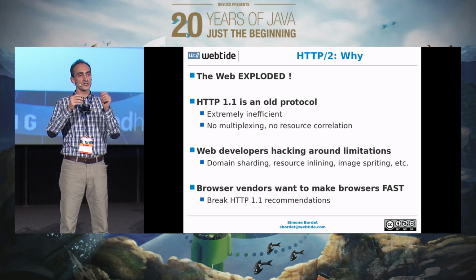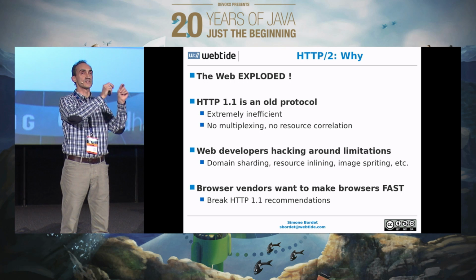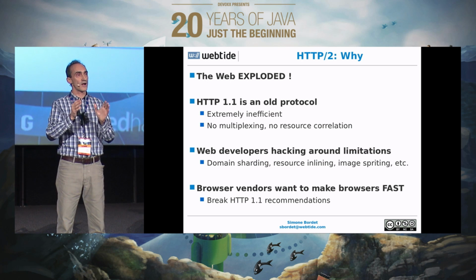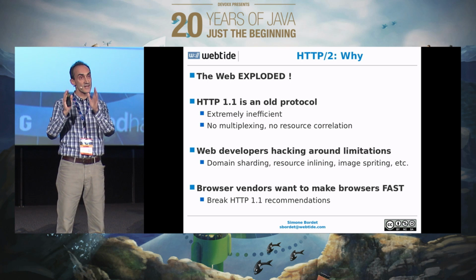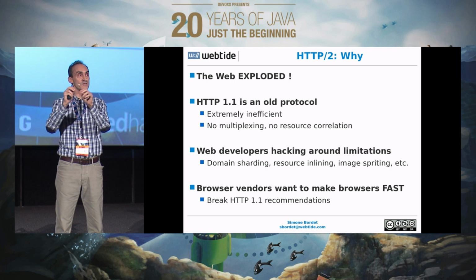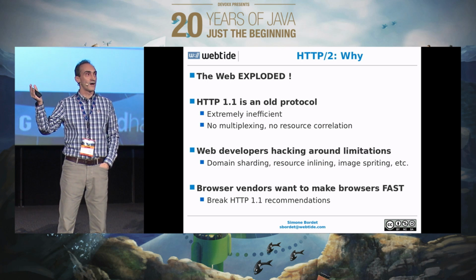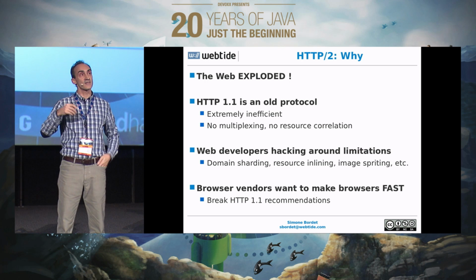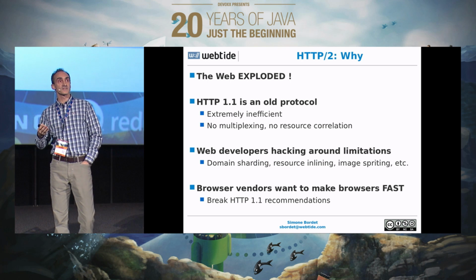you split your resources in a way that you put your images into images.domain.com. So the browser can open 6 connections to images.domain.com, can open 6 other connections to www.domain.com. It can open another 6 to css.domain.com, another 6 to javascript.domain.com, and so forth, right? So what is the trick here?